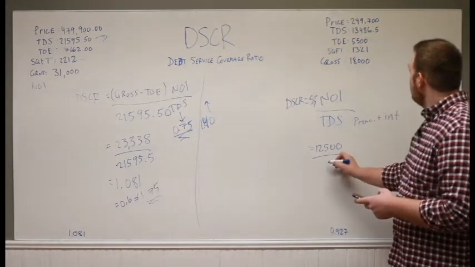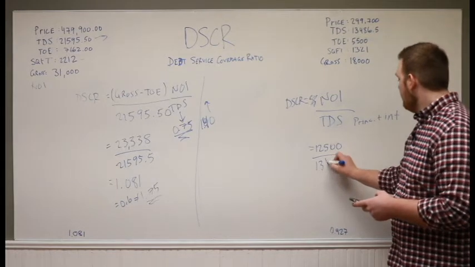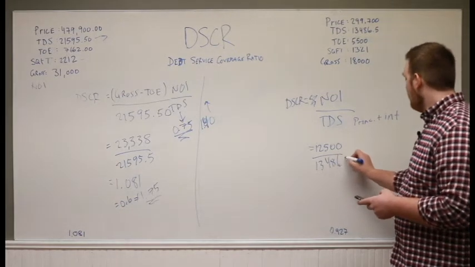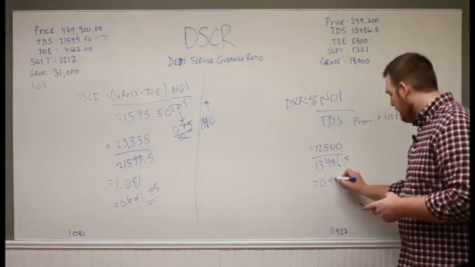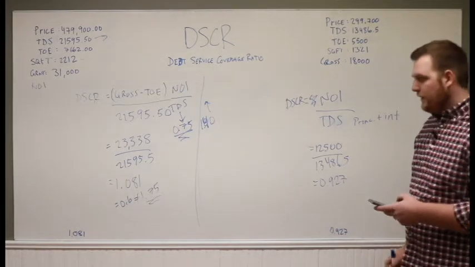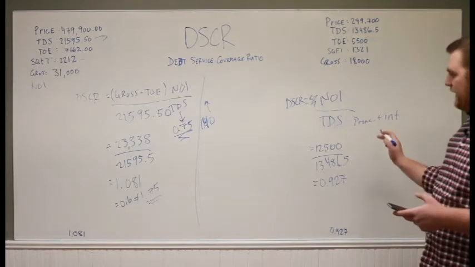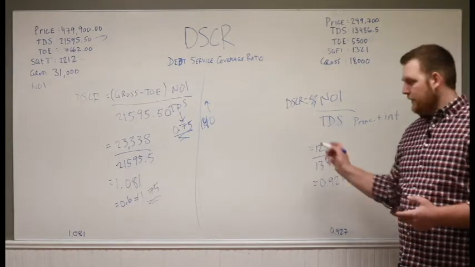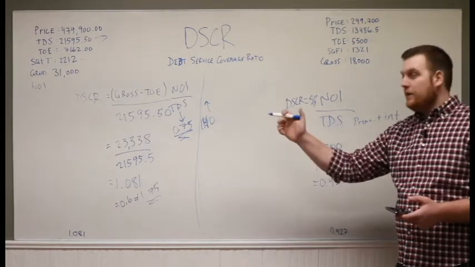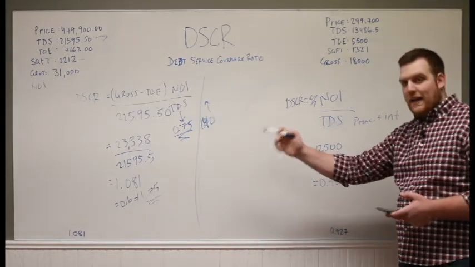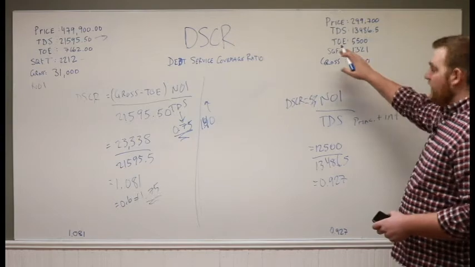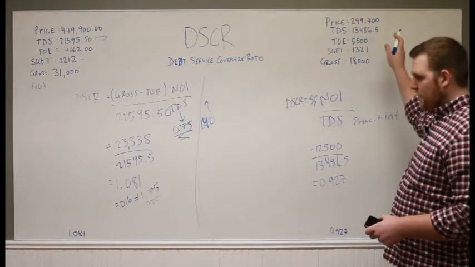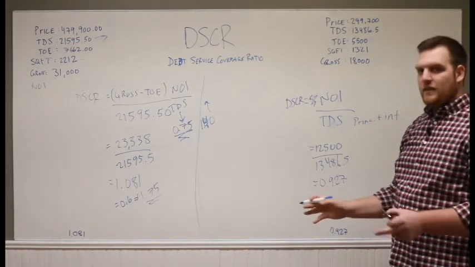Total debt service, 13,486.5. So what does that come to? 0.927. Again, just on paper, which one of these looks better? Obviously the one with the higher DSCR looks better. Again, you can affect that in a multitude of ways. In this example, I've financed 75%. If you finance 50%, DSCR will be better.